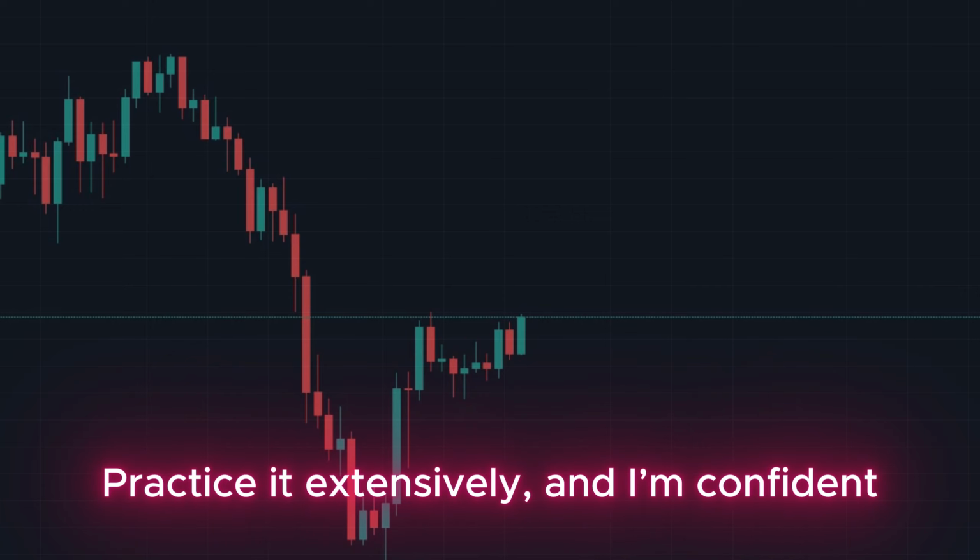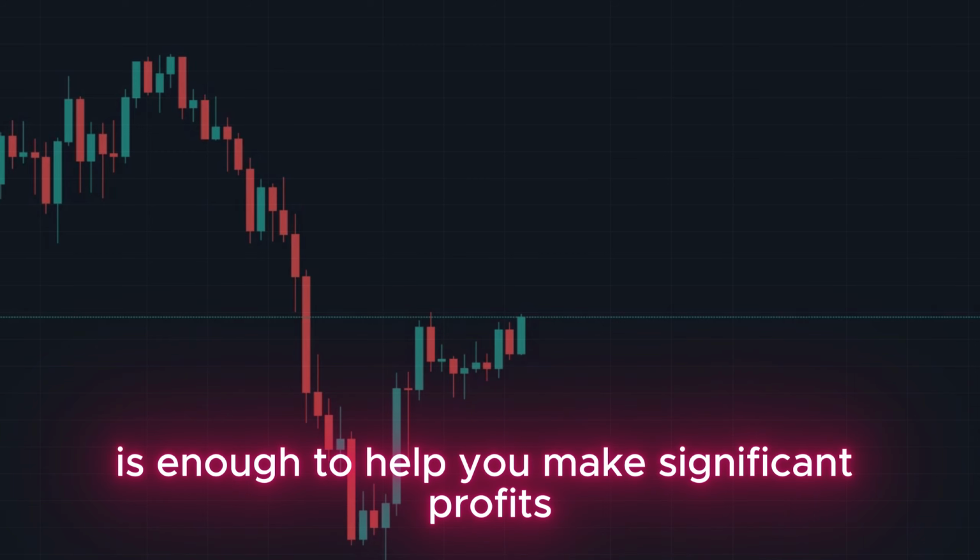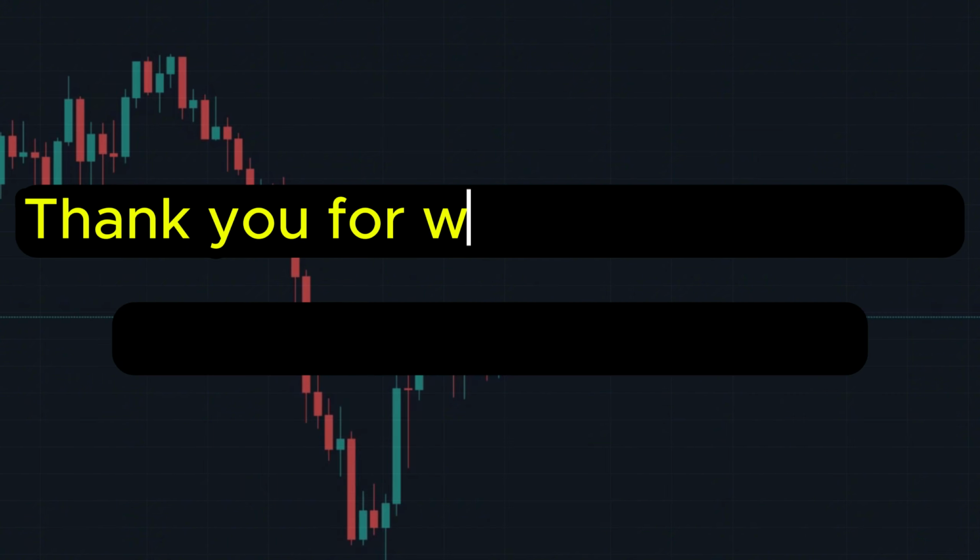Practice it extensively, and I'm confident that this single model alone is enough to help you make significant profits from the market.